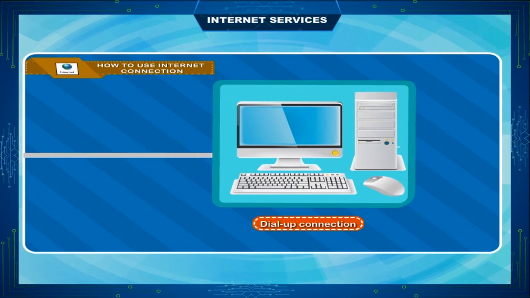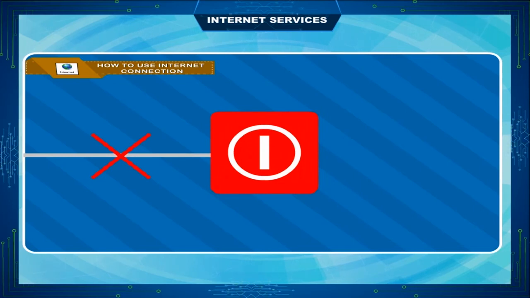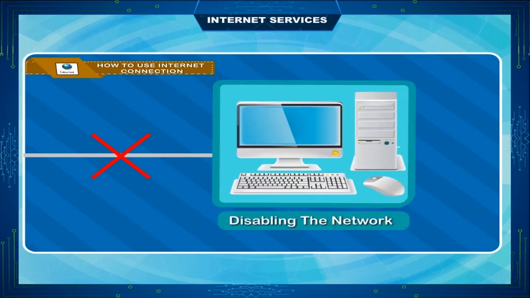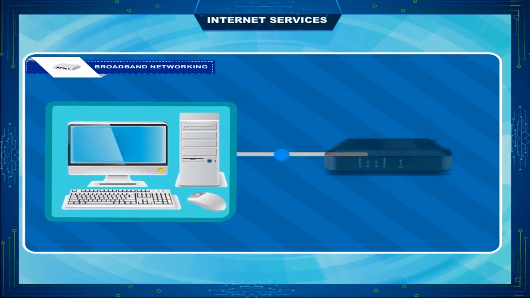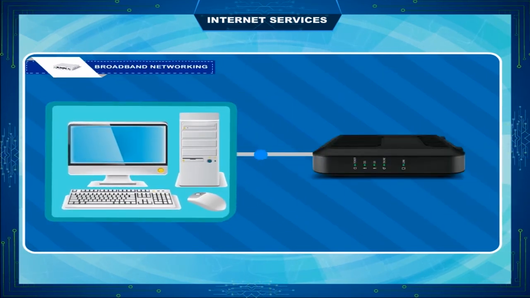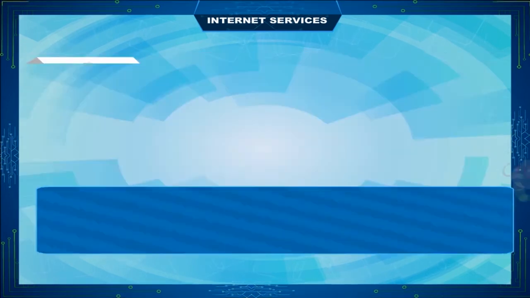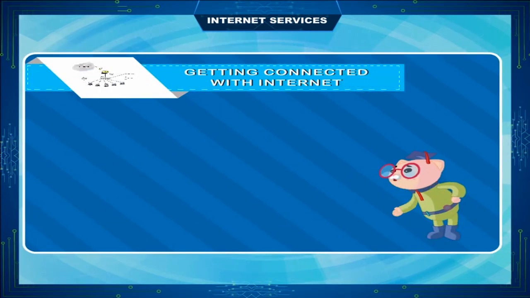With dial-up connection, you establish a connection and use it for a limited time period. While using a broadband connection, the connection disconnects on shutting down or disabling the network. Broadband networking. Broadband connection is a high-speed connection with very good speed of connectivity and data transfer measured in megabytes per second, Mbps.